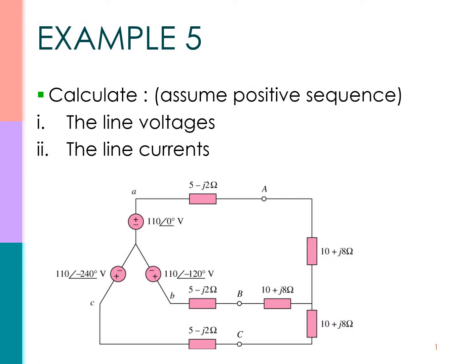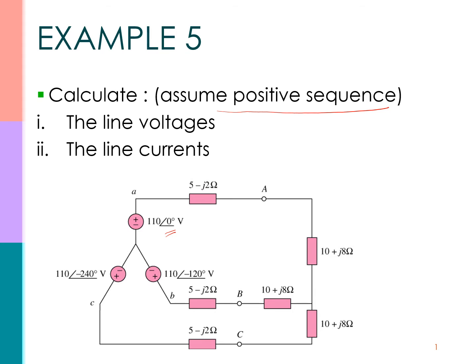Okay, this is a YY circuit. So you see this is a YY circuit. From this circuit, we have a phase voltage of 110 volt. The reference of VAN is 0 degree, since we assume it is a positive sequence.